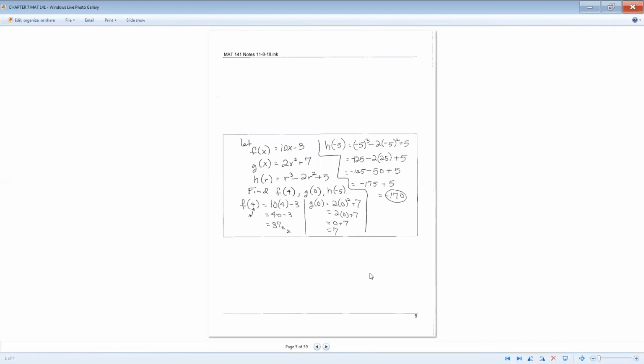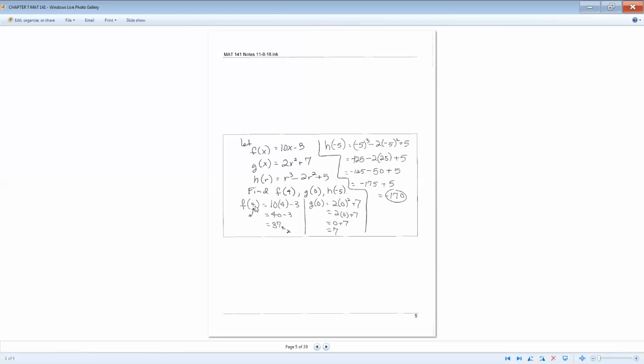All right, a few more examples of using function notation. If I have f of x is equal to 10x minus 3, g of x is equal to 2x squared plus 7, and h of r is equal to r cubed minus 2r squared plus 5. It tells us to find f of 4, g of 0, h of negative 5. So that just means that I would take 4, plug it into my f function, take 0, plug it into the g function, and take negative 5, plug it into the h function.